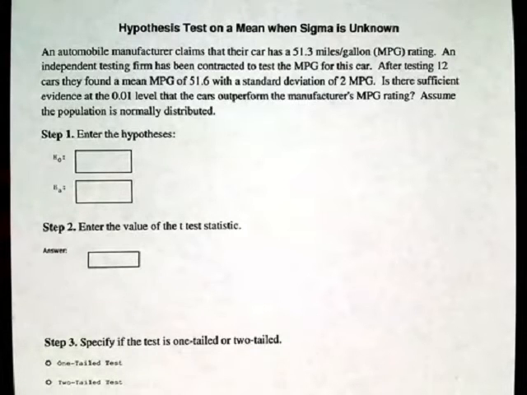Well, hello. Here's a video that deals with doing a hypothesis test on a mean when sigma is unknown. Again, sigma is the population standard deviation, and so this is the more realistic setting, not knowing the population standard deviation and trying to perform a test on the population mean.